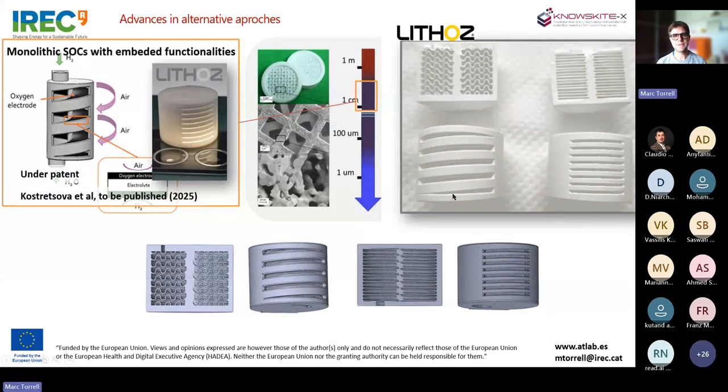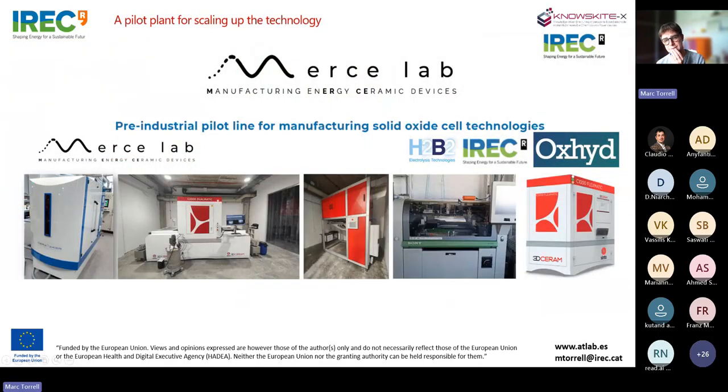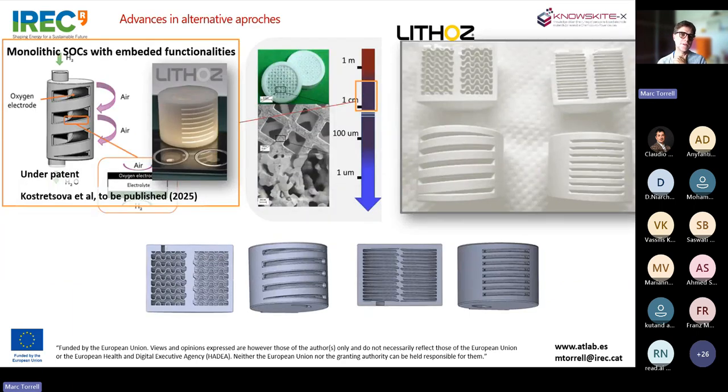And well, this up to here was the scaling up of this planar cell, but I wanted also to show you other approaches that we are doing in the additive manufacturing of the solid oxide cells technology. And here I show you also some advances on a monolithic solid oxide cell with embedded functionalities. This is like an Archimedes spiral. It's a double spiral that is crossing. So it's like a parking ramp, I like to say.